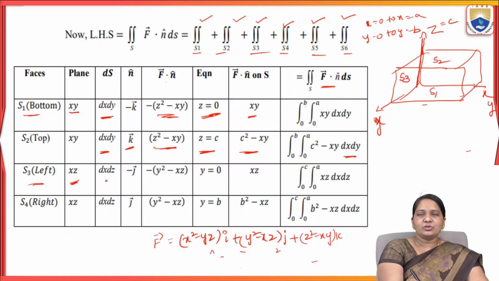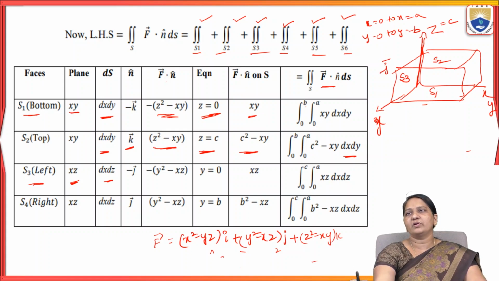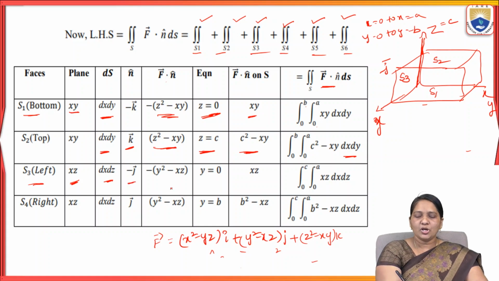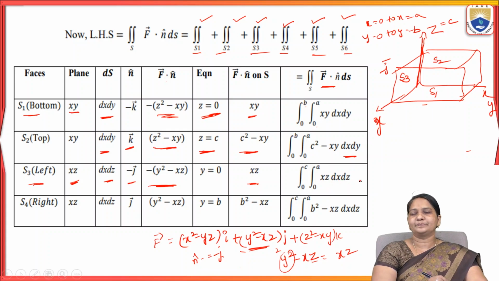So here xz, so dx dz. Here I am taking n cap as minus j bar, that means on the opposite side you will take it as j bar. So when you are taking n cap as minus j bar, the first term is 0, the third term is 0, and we only get the second term, that is y square minus xz. That is what we got here, minus y square minus xz. On the xz plane y is 0, so y equals 0. So finally we got xz. So finally the integral 0 to c, integral 0 to a, xz dx dz.